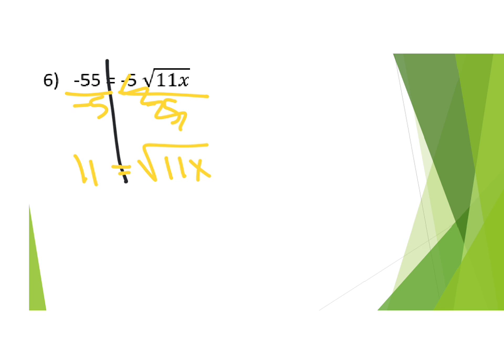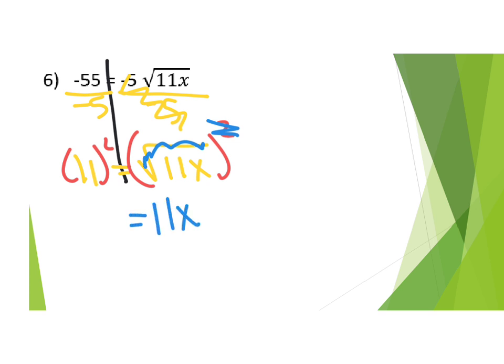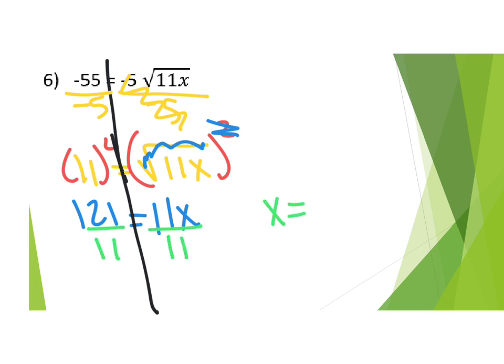So now you want to get rid of your radical, so we're going to square both sides. Once again, that square gets rid of the square root, which leaves us with what's under the radical, which is 11x, and 11 squared is 121. So now we can solve that equation. So divide by 11, x equals, so 121 divided by 11 is also 11.